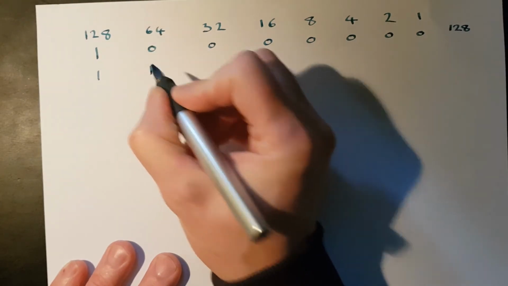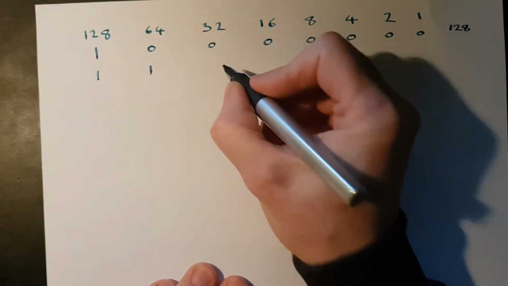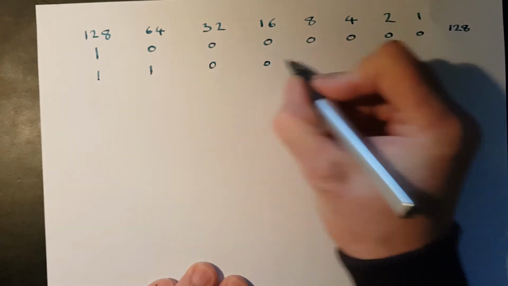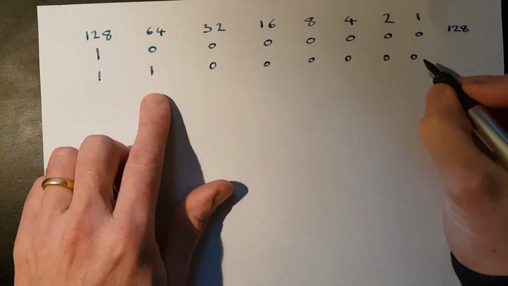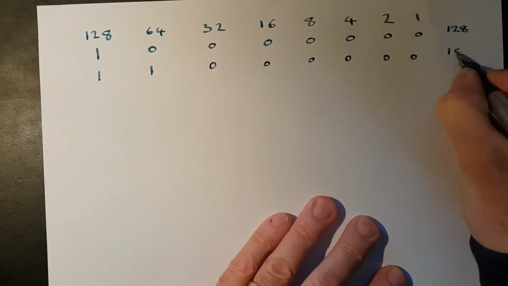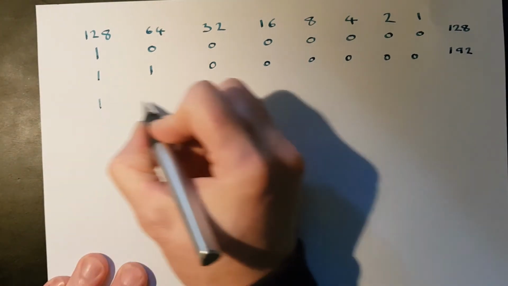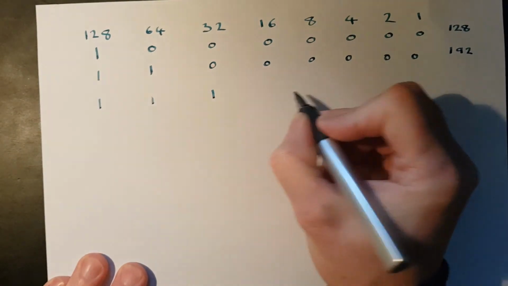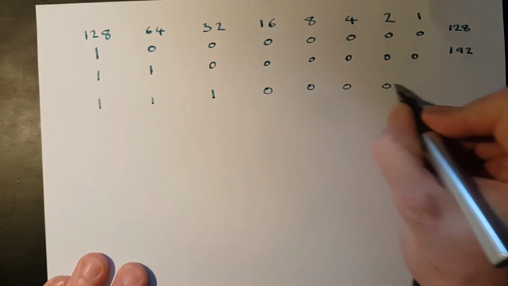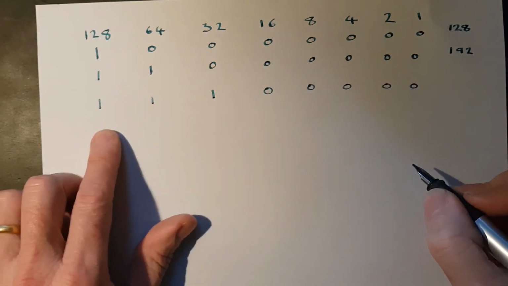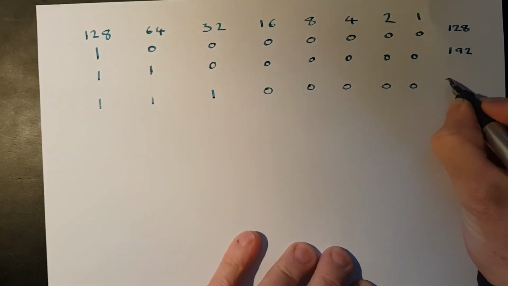So what's our next valid subnet mask? Well, as we have to have contiguous high order bits, it's now 1, 1. And then the rest are zeros. So 128 plus 64 makes 192. So there's our second value. Third value, I think you can see where this is going now, can't you? Is 1, 1, 1, and then all of the zeros. So 128 plus 64 is 192, plus 32 is 224.